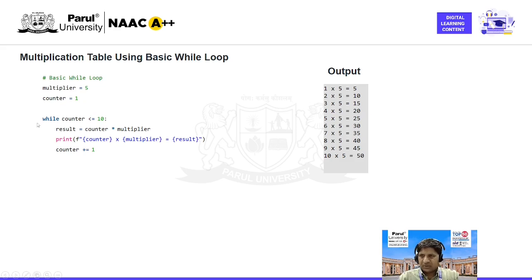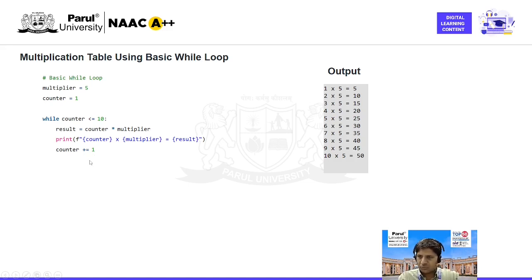Multiplier 5, counter 1. While counter is less than or equal to 10. Yes, counter is less than or equal to 10. Result equals counter, that is 1, times multiplier 5. Print counter 1, multiplier 5, equals the result: 5 times 1 is 5. Second, the counter plus equal to 1. Now the counter is increased by 1.